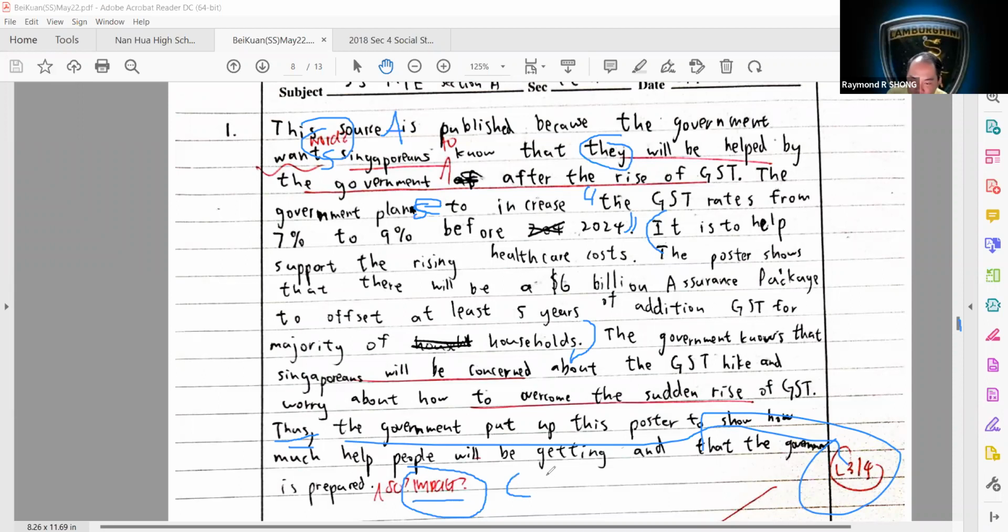So it's talking about CMAO. You have the content or contextual knowledge. You have the message. Then these are all the messages here. You have the audience, Singaporeans. AO, that means where is the outcome. O stands for the outcome. Therefore, the government put up this poster to show how much help we'll be getting and that the government is prepared. Prepare what? Prepare to help the citizens to defray, and determine the right cost and cost of living. Write down, Baekun.